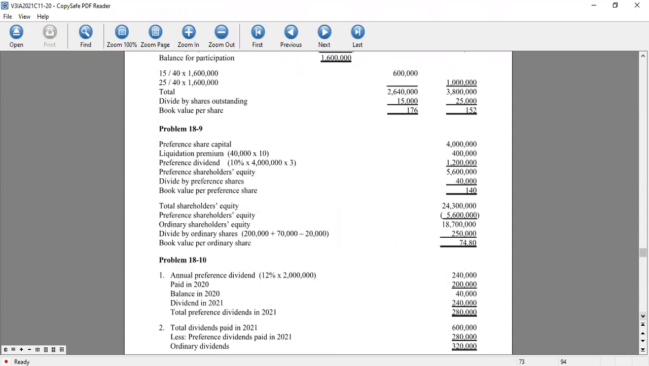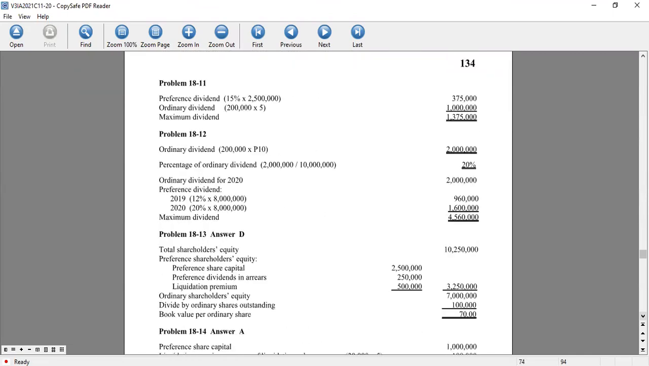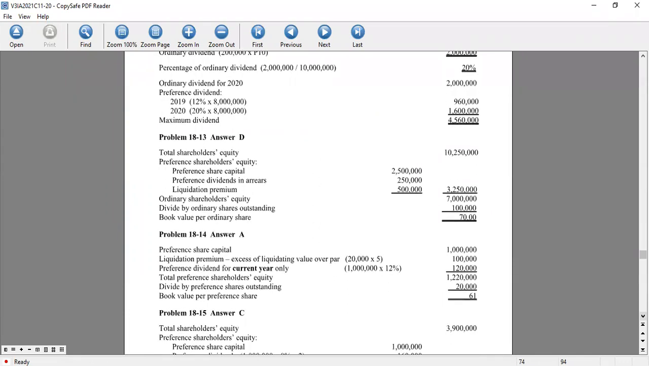Now I'll proceed to the multiple choice problems. First, we have 18-13, and in 18-13, what amount should be reported as book value per ordinary share? So in number 13, our answer is 70. The total shareholders' equity of 10,250 by adding all the figures given.